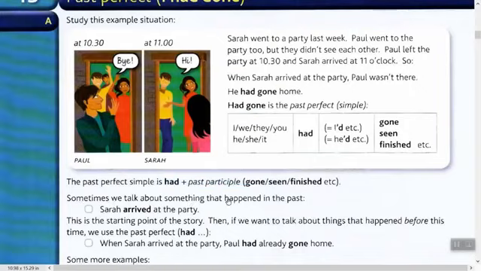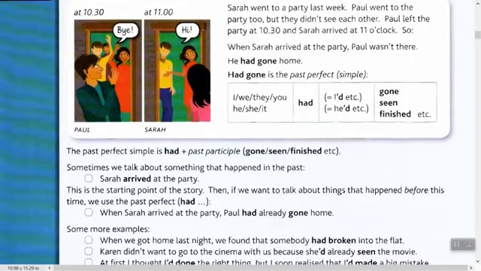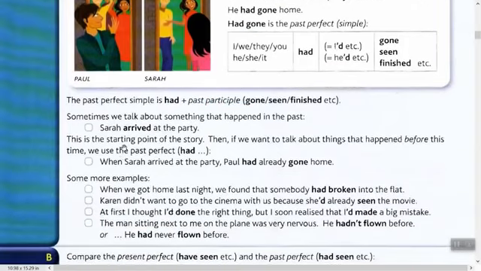Sometimes we talk about something that happened in the past. This is another explanation. توضيح الثاني. Sarah, for example, arrived at the party. This is the starting point of the story. Then if we want to talk about things that happened before this time, this is the use. هذا الاستعمال بابا. واضح هسه الشغلة؟ It's clear. If we want to talk about things that happened before the arrival, okay, before Sarah's arrival, قبل لا توصل سارة.